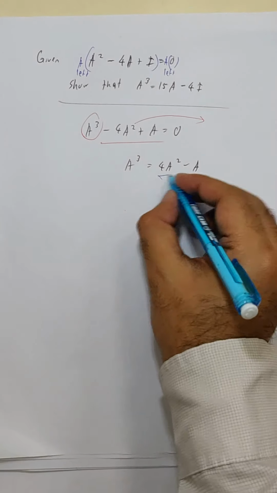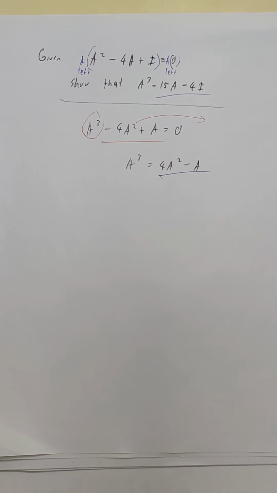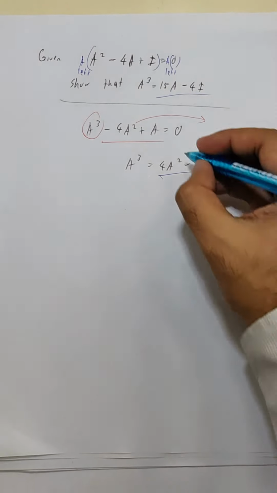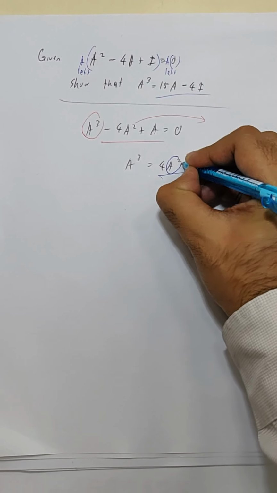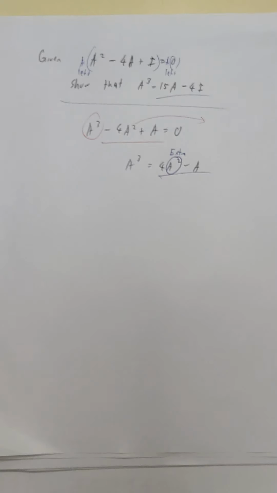What's the main difference of this and this? They got I, but I is quite tough. What do we got extra compared to them? We got A squared. This is the extra. Now how do we throw away this extra?